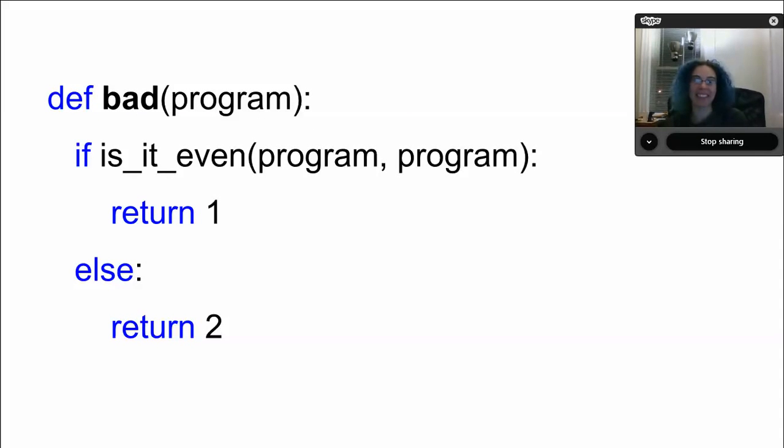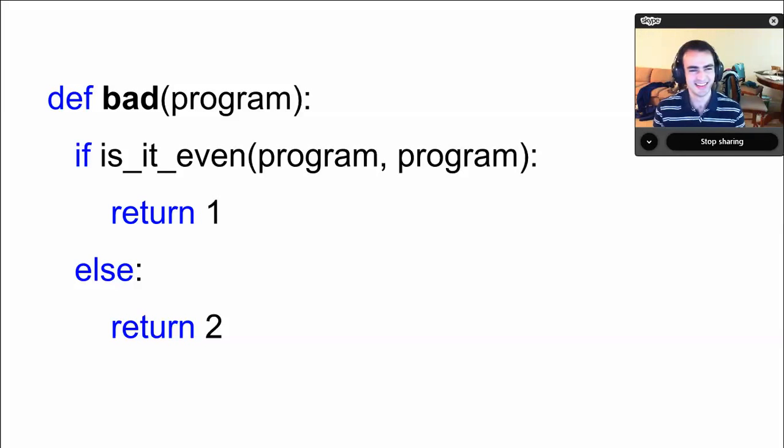What about this? Oh, crap, I didn't see that. So what happens here? It's the same thing. If it's even, you output an odd number. If it's an odd number, you output an even number.